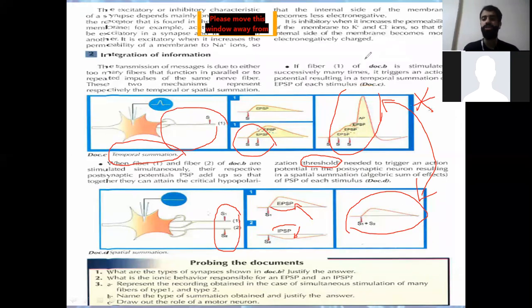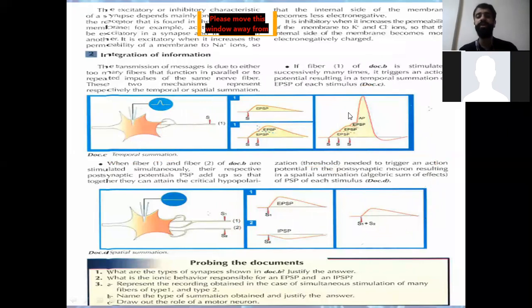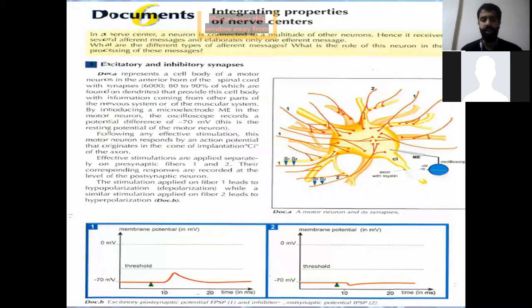So pay attention to this note. This is very important, related to temporal and spatial summation. So they said, in probing the documents in part 1, what are the different types of synapses shown in document B? So these are in document B.